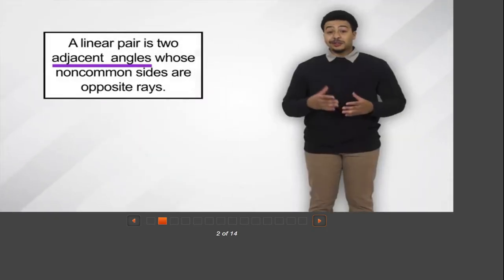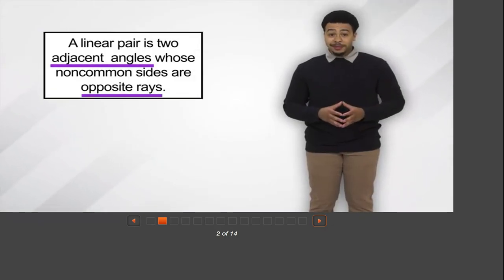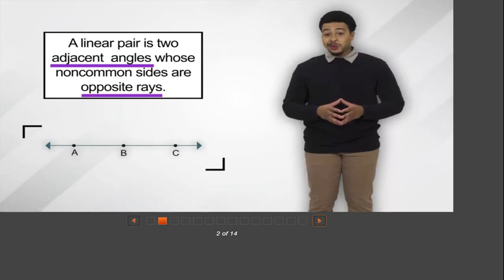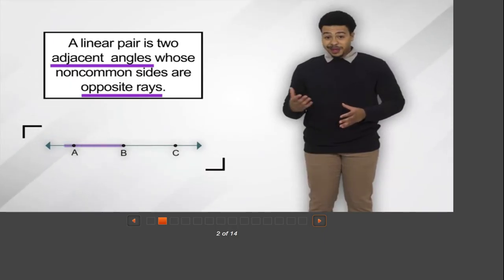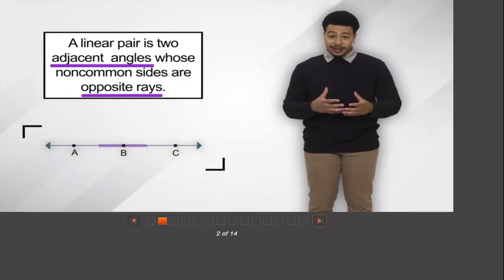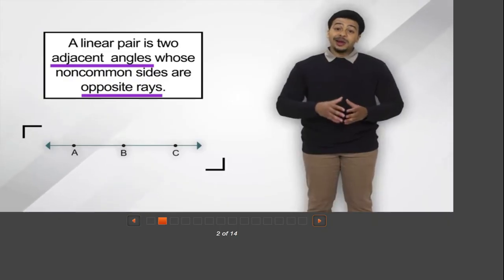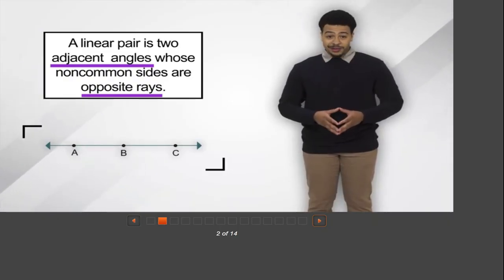Linear pairs consist of two adjacent angles whose non-common sides are opposite rays. Now in this diagram, I see a line with two opposite rays, ray BA and ray BC. Together, they form a straight line, which we can also think of as being at a 180-degree angle, otherwise known as a linear or straight angle.